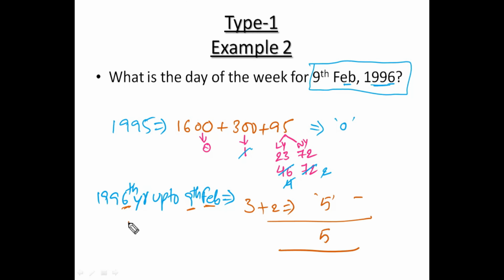How? 0 is Sunday. If 0 is Sunday, then 1 Monday, Tuesday, Wednesday, Thursday and Friday. So this is Friday.